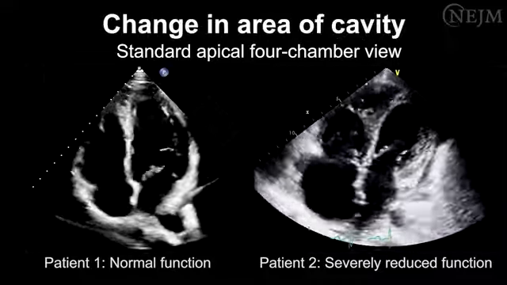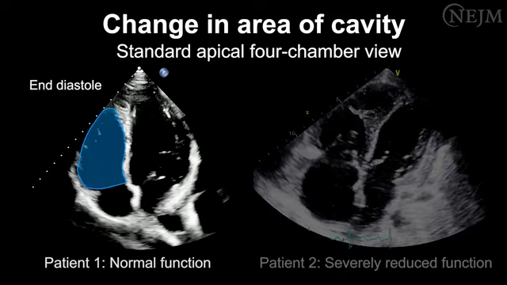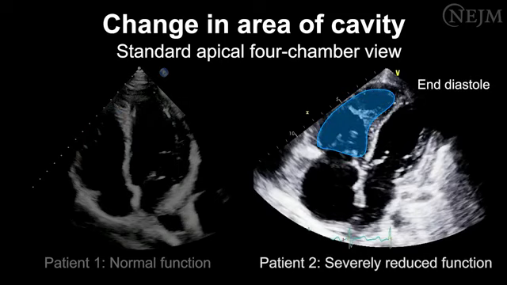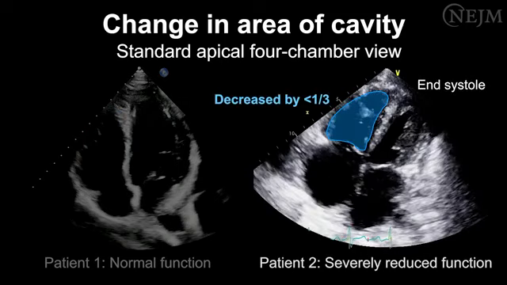Finally, evaluate the change in the area of the cavity. In patient 1, the area is decreased by at least 1/3. Whereas in patient 2, the area is decreased by less than 1/3.